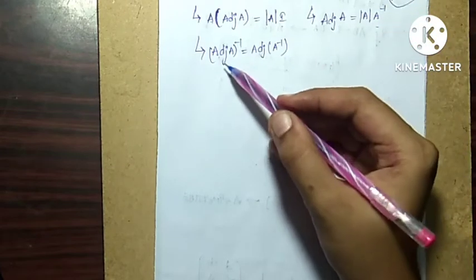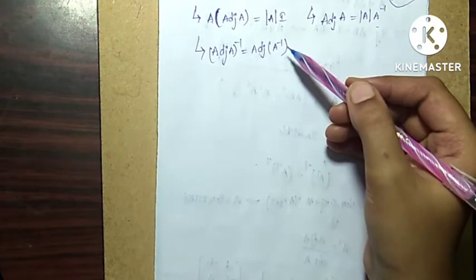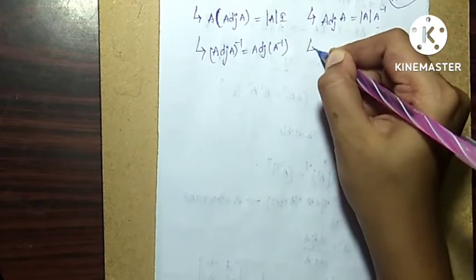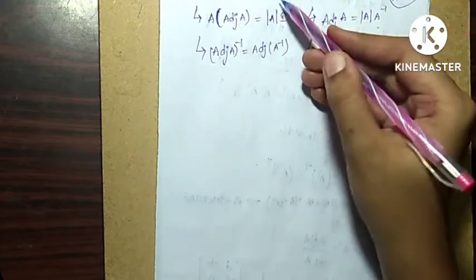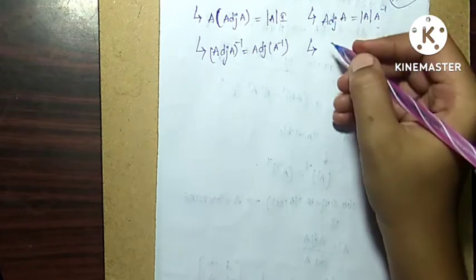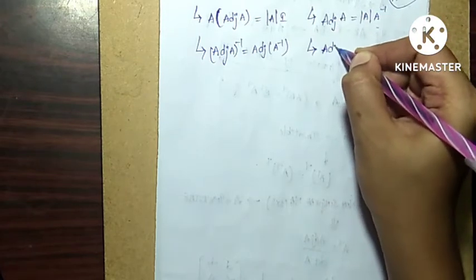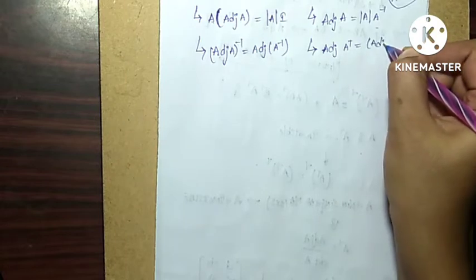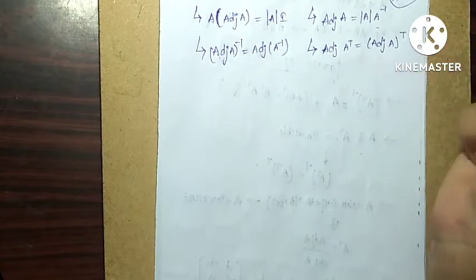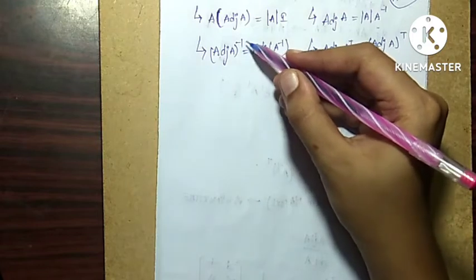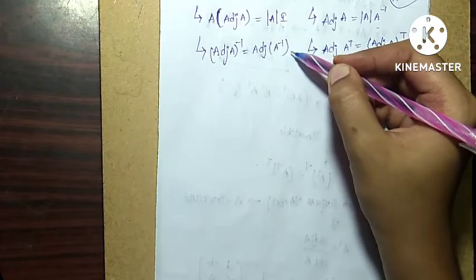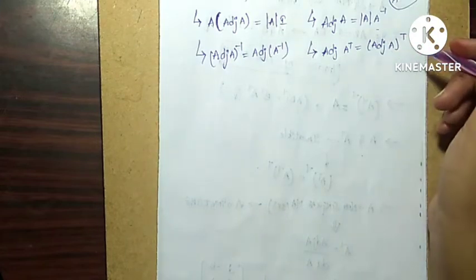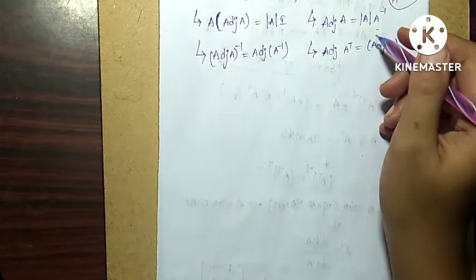Now our next condition is adj A whole inverse is equal to adj of A inverse. What is that condition? Adj A whole inverse is equal to adj A inverse. Now our fourth condition, if A is an n by n non-singular matrix, then adj A transpose is equal to adj A whole transpose.